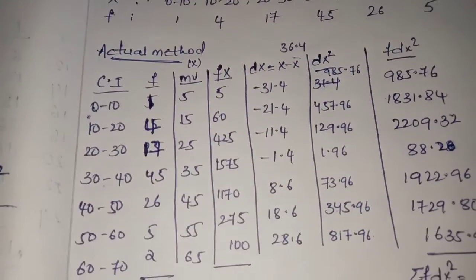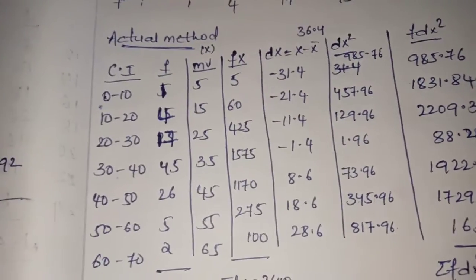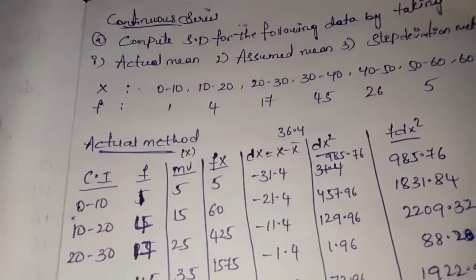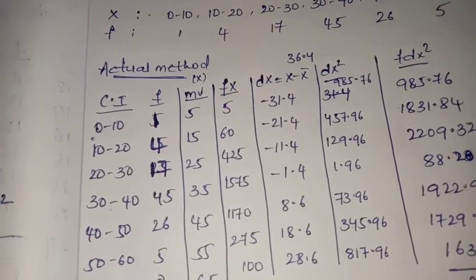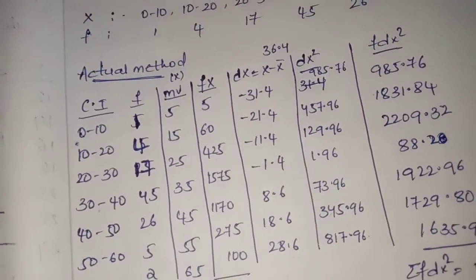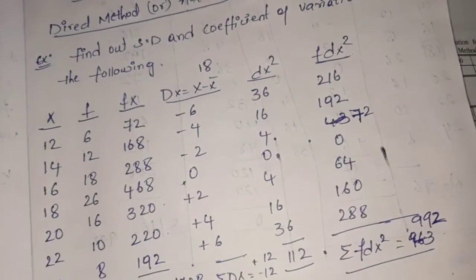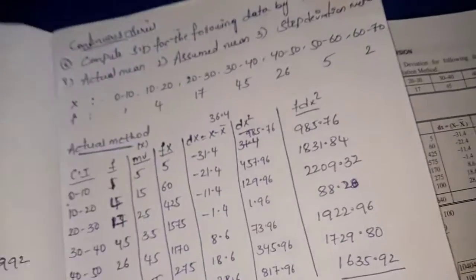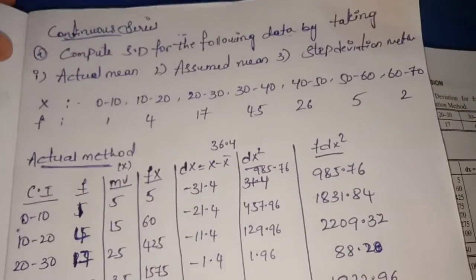So this is the continuous series. In continuous series, mid values will be taken as x values. If you have any queries regarding this, you can ask in the group. Tomorrow we'll see continuous series, shortcut method and step deviation method.